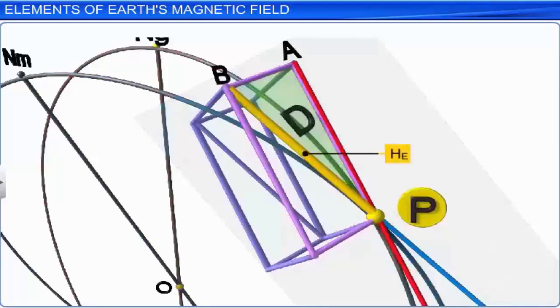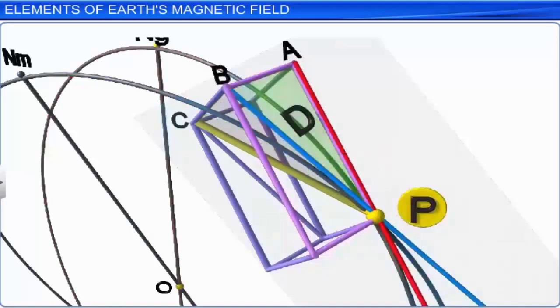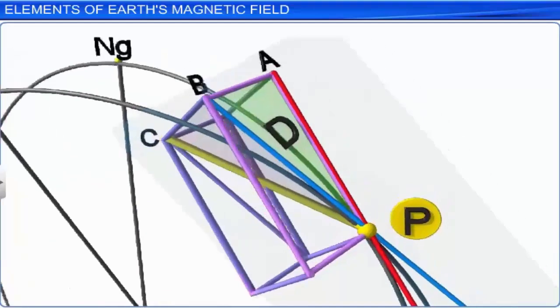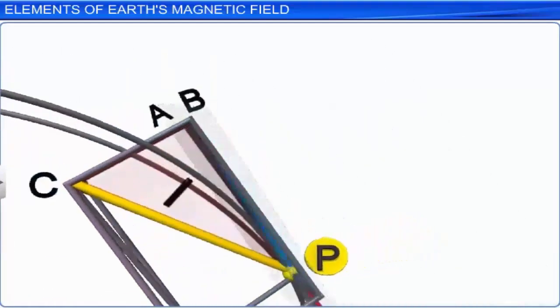Rotate the line PB in the vertical plane such that it touches the parallelepiped at C. This angle of rotation is the angle of dip, I, at the point B. The line PC represents the magnitude and direction of the total magnetic field, BE, at the point B.